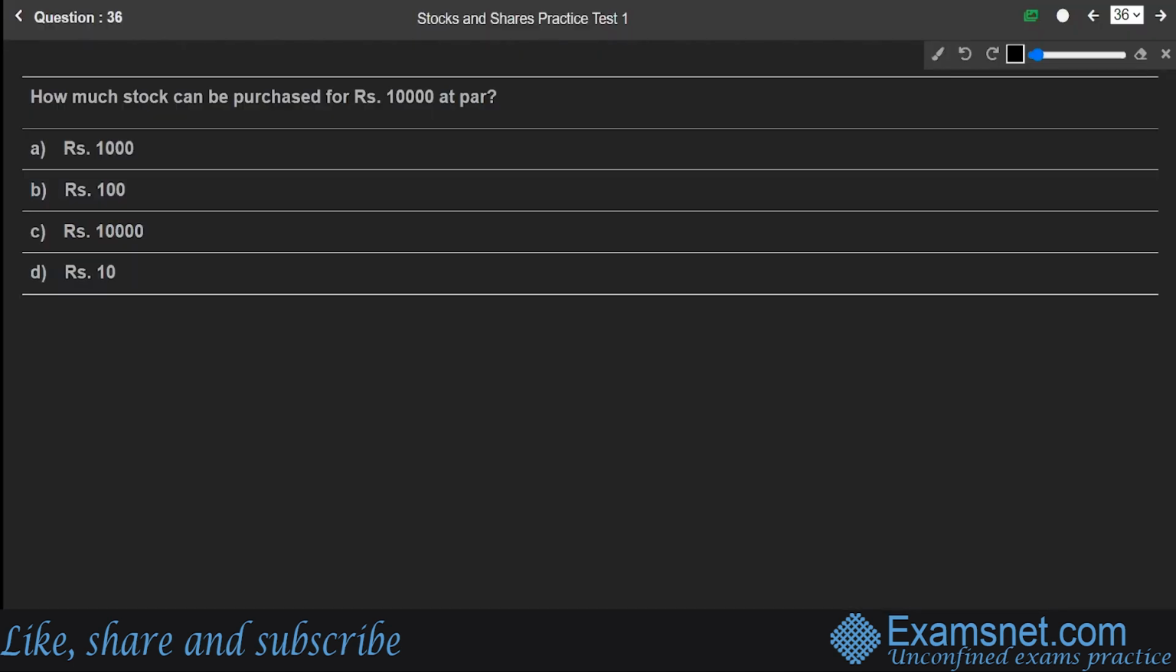Now, the question says, how much stock can be purchased for rupees 10,000 at par? Okay, so whenever the stock or the share is available at par, that means it is available at the face value itself. If this had been at premium, then the face value would have been lesser than the market value. Premium means on the higher price. Then we would have said market value is greater than face value. But here he says at par.